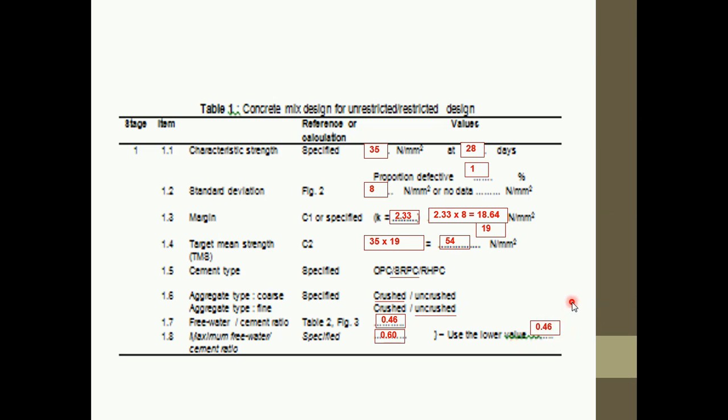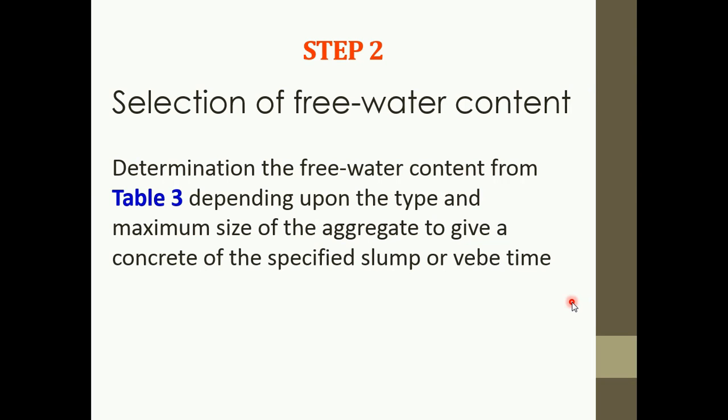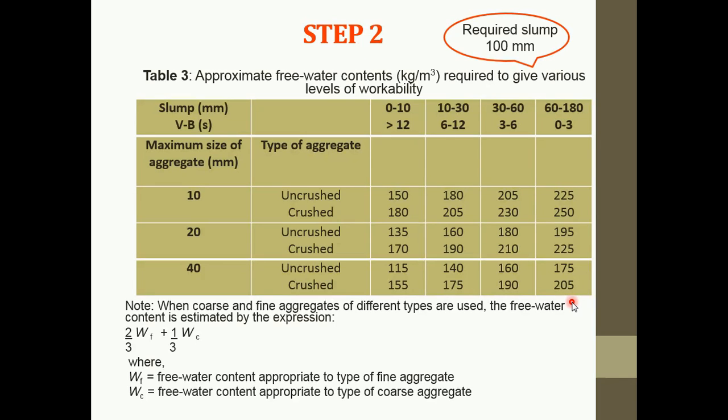Then we move on to stage number 2, where you need to select the free water content from table 3. This is table 3, the approximate free water content, which depends on the required workability. The first row here is the slump value. The required slump is given in the question, which is 100 mm slump. Here is the range. Our maximum size of aggregate is 10, so we will have our value here.